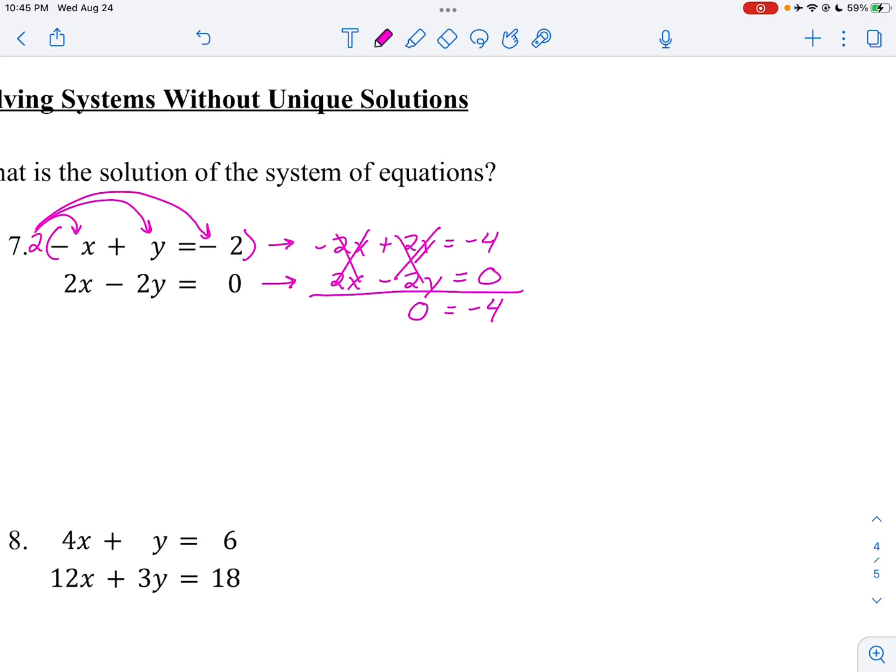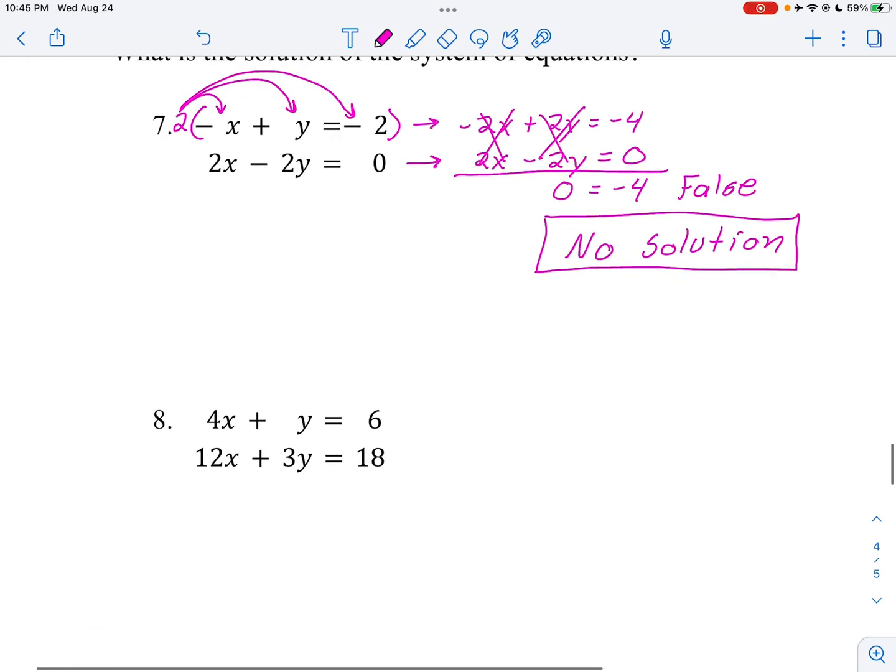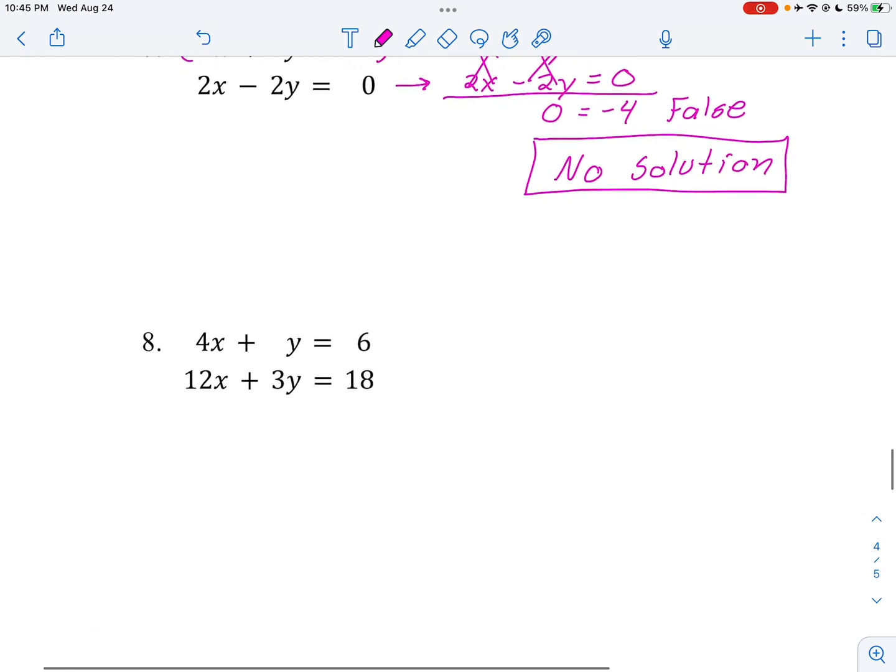So does 0 equal negative 4? Absolutely not. This is false. So if it is false, that means that I have no solution. There is nothing that I can plug in to both of those equations that will make them come out true. So if you get a number equals a number and it is false, it doesn't really equal each other, then that means it is no solution. Now, let's look at number 8. Number 8 is going to be a little bit different, but a little bit the same.